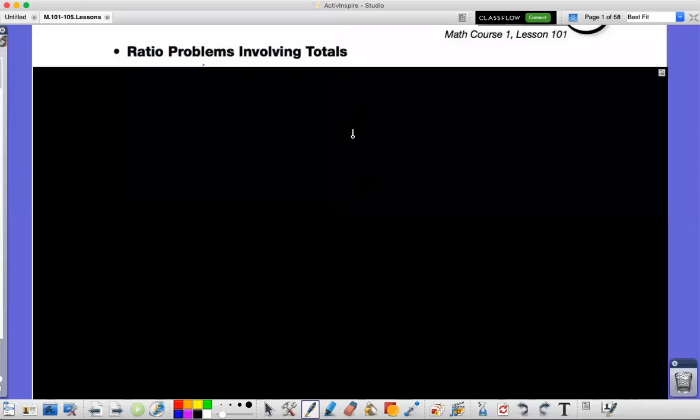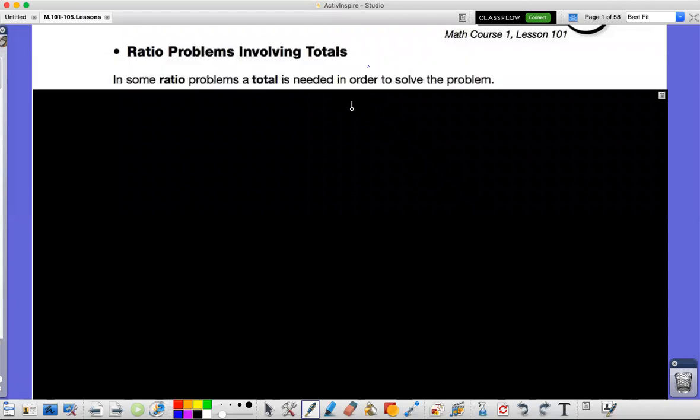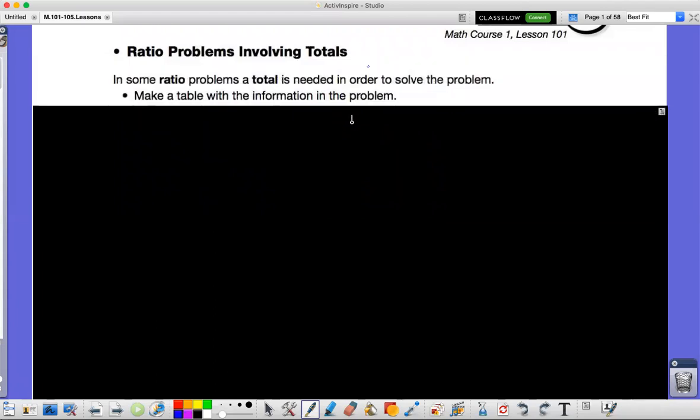Hello, we're looking at Saxon Math, Course 1. This is Lesson 101, Ratio Problems Involving Totals. In some ratio problems, a total is needed in order to solve the problem.